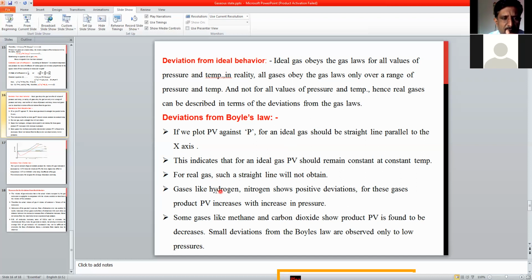For example, gases like hydrogen and nitrogen show positive deviation, in which the product of pressure and volume increases with increase in pressure. But vice versa, there are some gases like methane and carbon dioxide, for which the product P into V is found to decrease. Small deviations from Boyle's law are observed only at low pressure.